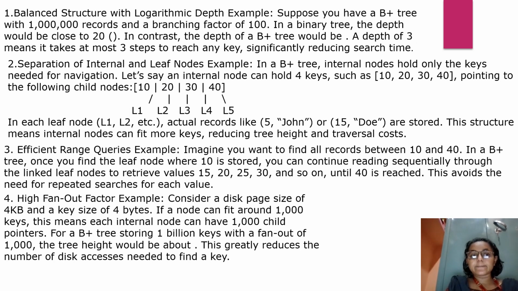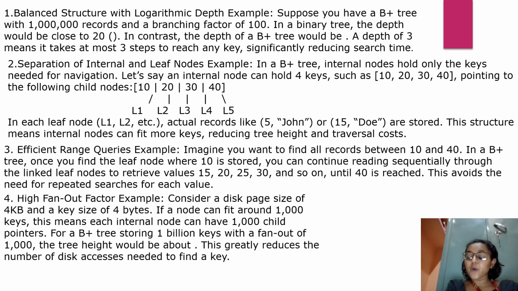Now some examples. Balanced structure with logarithmic depth example. Suppose you have a B+ tree with 10 lakh records and a branching factor of 100. In a binary tree, the depth would be close to 20. In contrast, the depth of the B+ tree would be 3, which means it takes at most 3 steps to reach any key, significantly reducing the search steps.